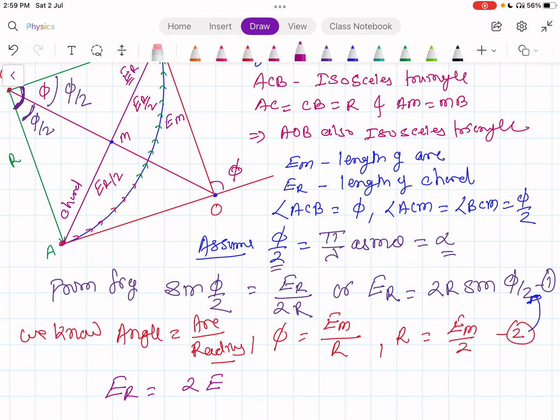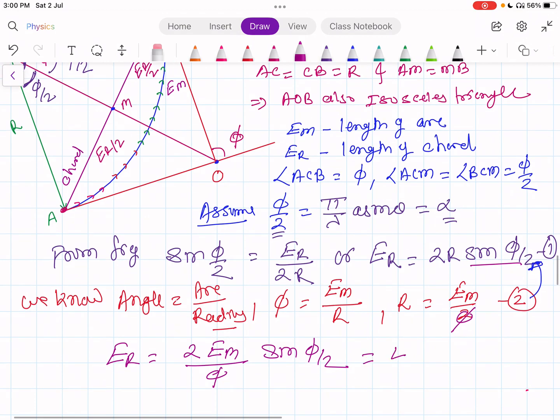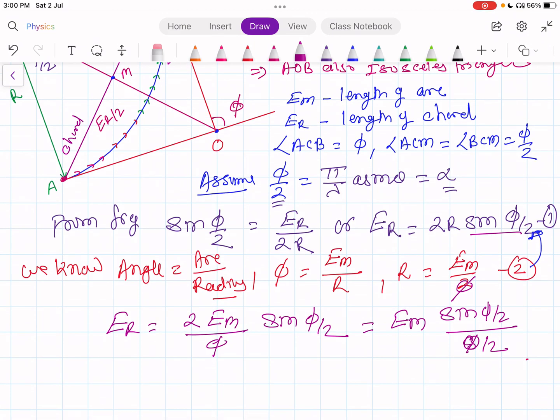So we get ER is equal to 2 EM upon phi into sin phi by 2. This I can rewrite as EM sin phi by 2 upon phi by 2. But phi by 2 we assume equal to alpha, and that's why ER is equal to EM sin alpha upon alpha.